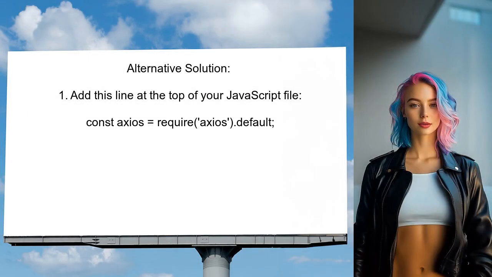An alternative solution provided by another user is to add a line at the top of your JavaScript file. They suggest using the require function to import Axios. Specifically, you can write const axios = require('axios').default.